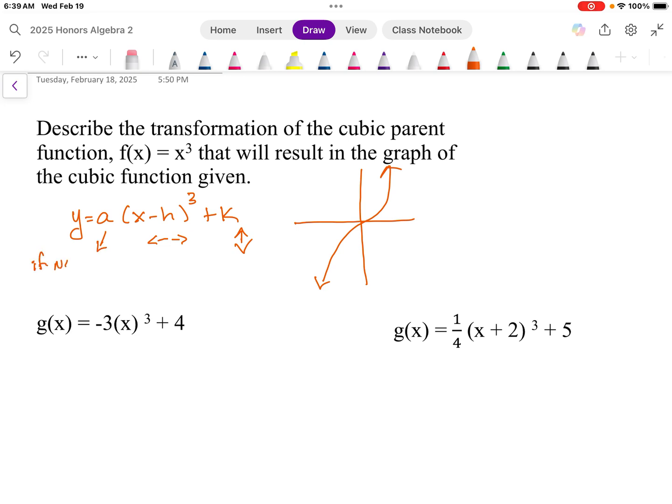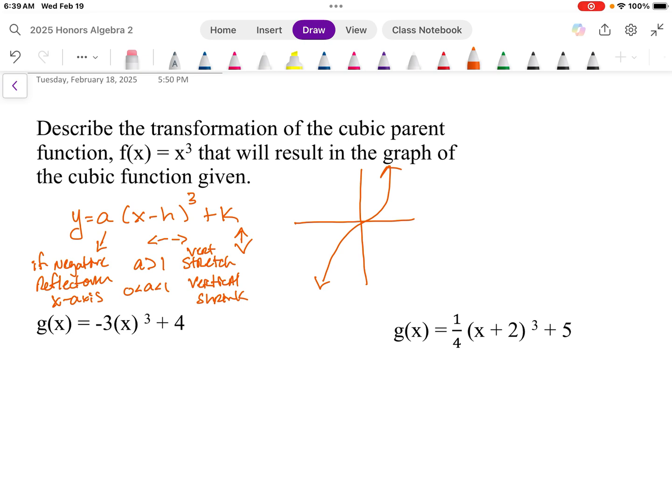If A is negative, then we know that we reflect over the x-axis. And then if A is greater than 1, we have a stretch. And again, it's a vertical stretch. If A is between 0 and 1, we have a vertical shrink or compression. So we're just identifying what's taking place here. And again, you can always use the graphing calculator to compare the original parent function with the transformed one.